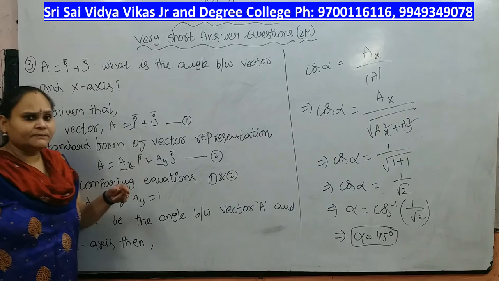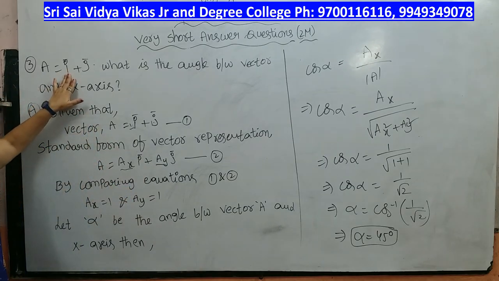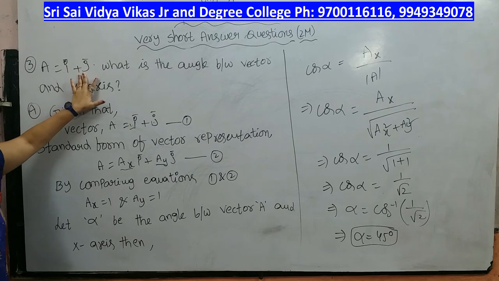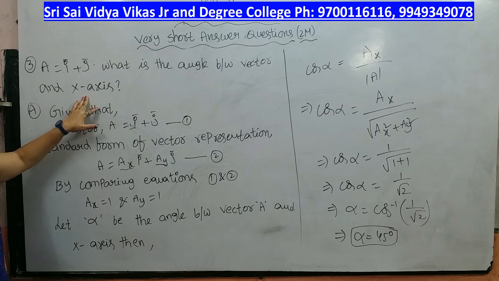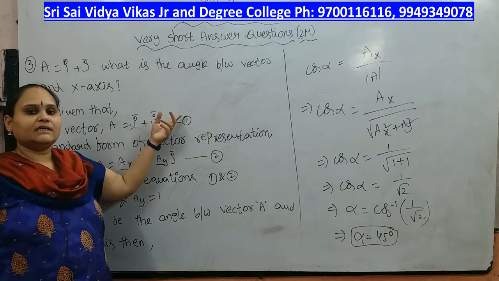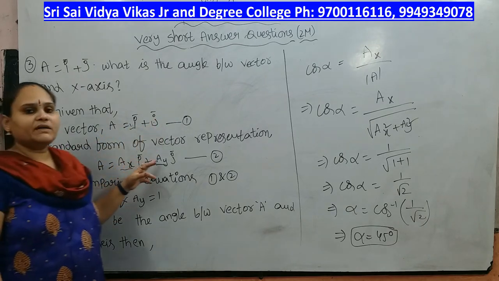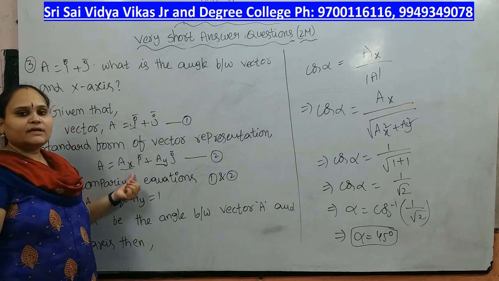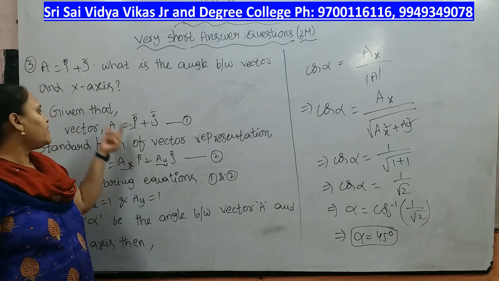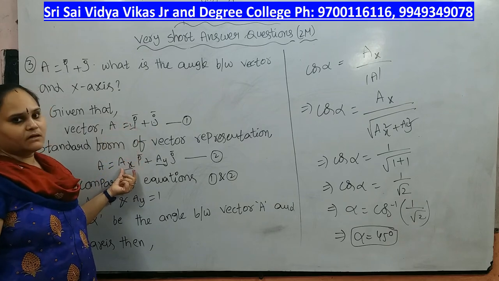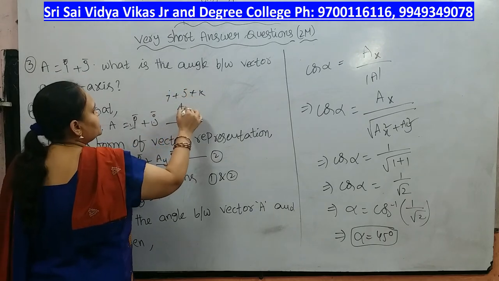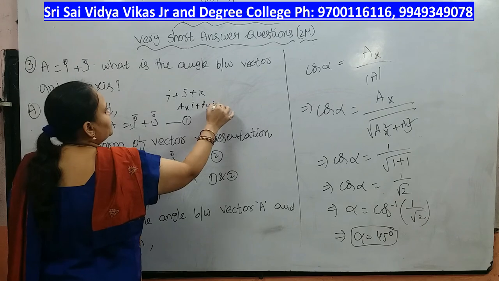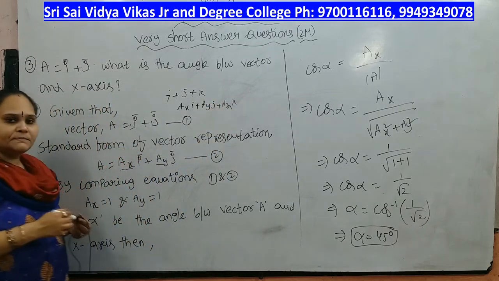Similarly, I will repeat it once. Given the vector A equal to i plus j, we have just two components, i and j. What is the angle between the vector and the x axis? Given A equal to i plus j, that is equation number 1, the standard form of vector representation is A equal to ax i plus ay j. We have just two components, that's why we are taking this. Otherwise, if we had a k component, i plus j plus k, then the standard representation would be ax i plus ay j plus az k.